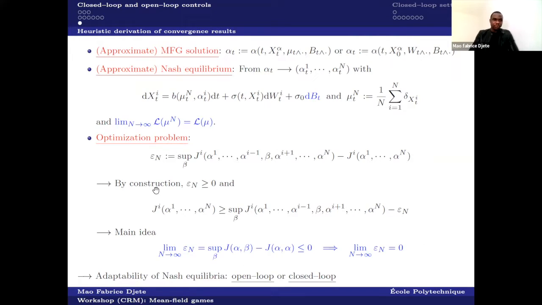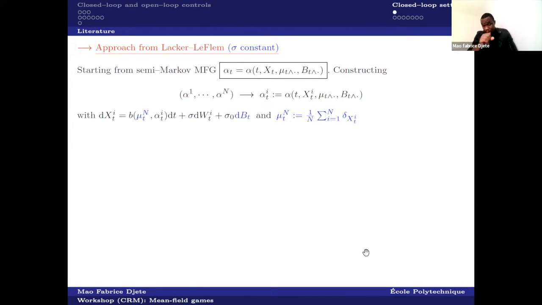So define it like this. First of all, it's obviously positive, and verifies this condition. The main point is to show that this one is also non-positive, so it's equal to zero. That is kind of classical, so I'm not going to talk longer about this one. Now let's talk about the main issue about this closed loop. I want to mention the work of Lacker and Le Flem, what they do, and where the tricky part is.